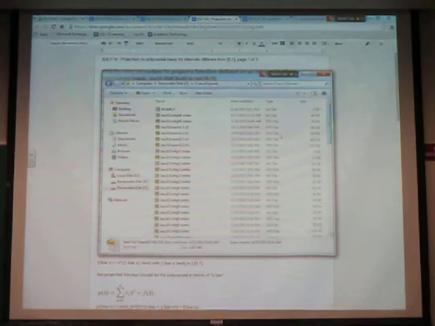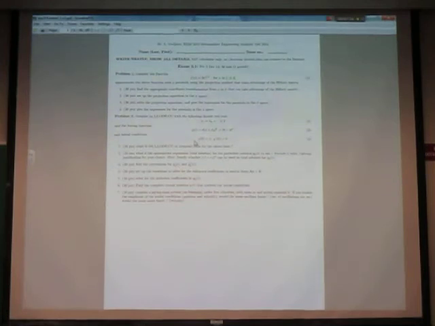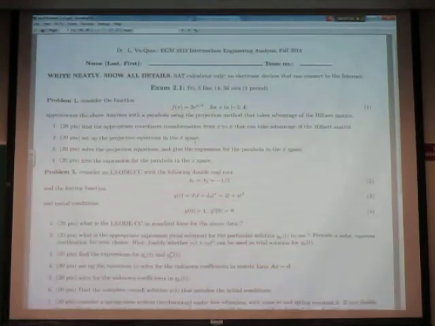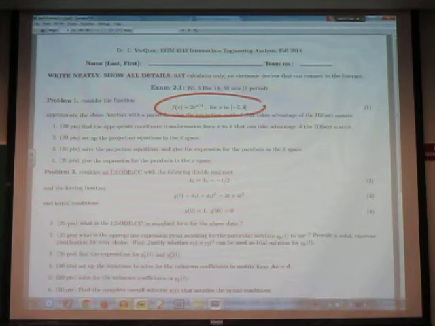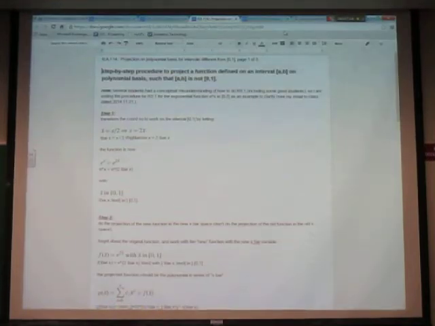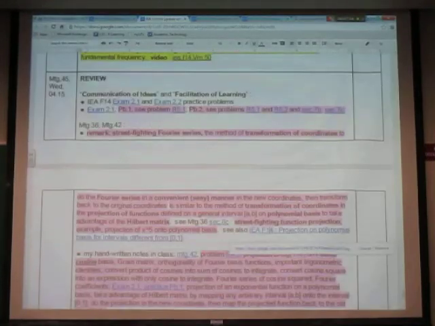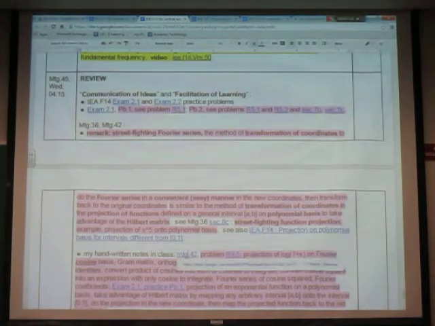Now let me bring up the problem statement. So you see in this problem statement, you are given an exponential function and an interval from -2 to 4. And you know that from my handwritten notes, which is here in meeting 42. If you bring up my handwritten notes, I thought that I had it.